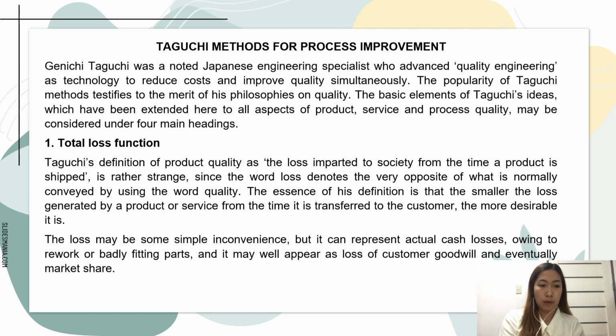Taguchi asserted with some justification that any variation from the target value for a product or a process parameter results in a customer loss. The loss could be as simple as an inconvenience, but it could also represent cash losses due to rework or poorly fitting parts, as well as loss of customers' goodwill and ultimately market share. The loss or cost grows exponentially as the parameter value moves away from the target, and it's smallest when the product or service is at the target value.